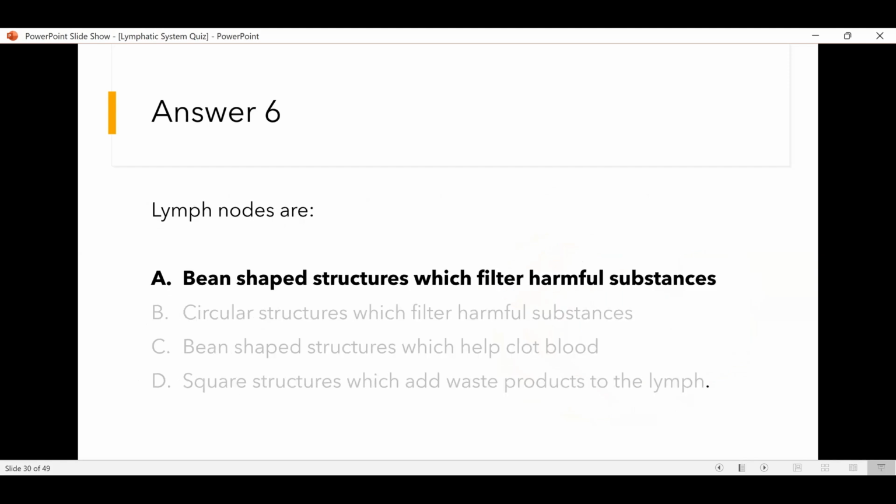Answer 6. Lymph nodes are bean-shaped, and the first thing they do is filter and get rid of any harmful substances.